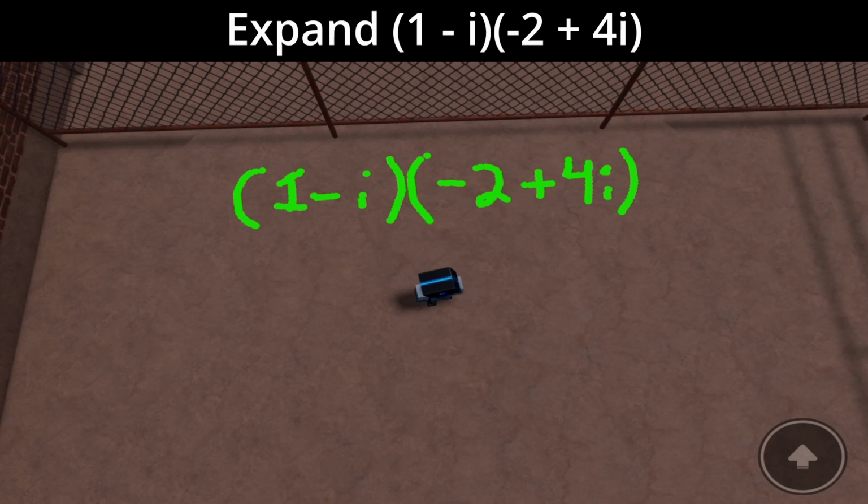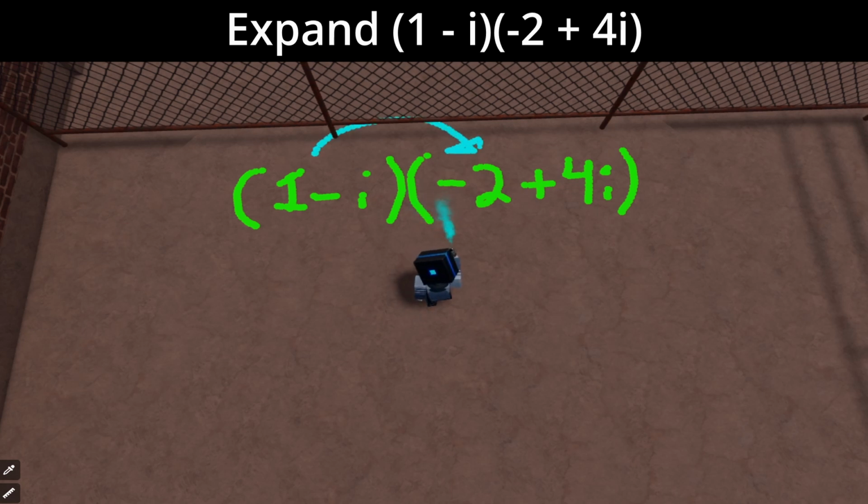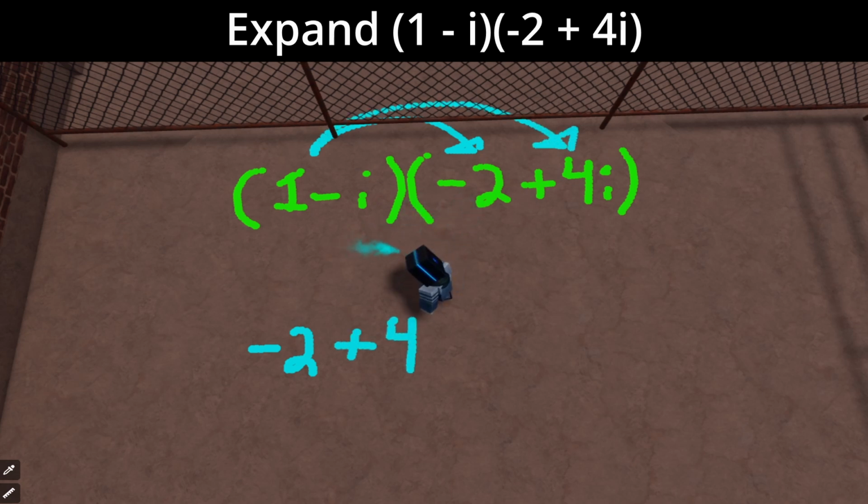In this problem, we're multiplying 1 minus i with minus 2 plus 4i. So to multiply this, I'm first going to do 1 times minus 2. 1 times minus 2 is just negative 2. And then I'm going to do 1 times 4i. That's just 4i. And now I need to do minus i times minus 2. Those negatives cancel and we're left with positive 2i.